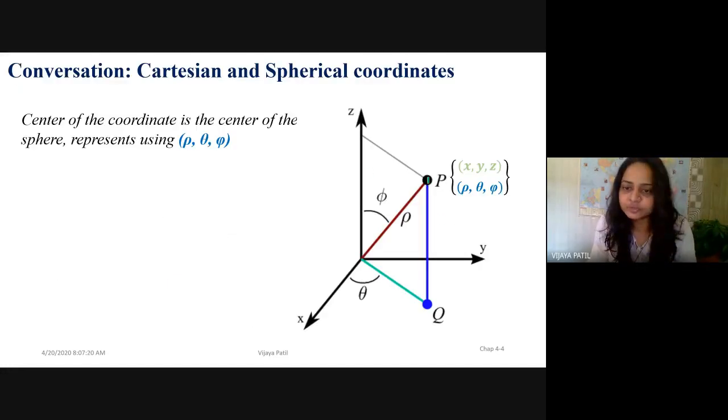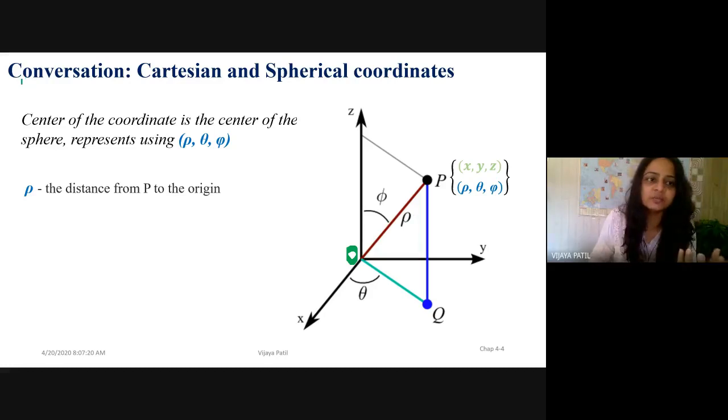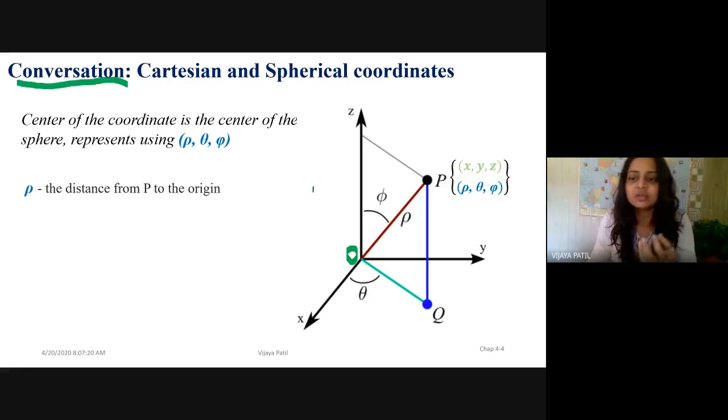Now this is the point P, position vector rho. From the point P, if we put a perpendicular on the xy plane, this is the point Q. Let us join the line from Q to the origin O here, right? Let us complete this also. This is a perpendicular from point P to the z axis. So rho is nothing but the distance from P to the origin, right? We are talking here about the conversion. What do you mean by conversion? It means how these two coordinates are related to each other.